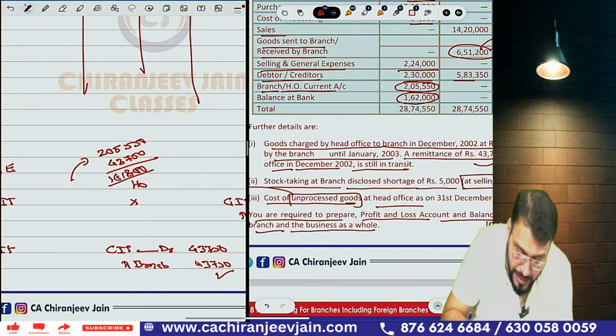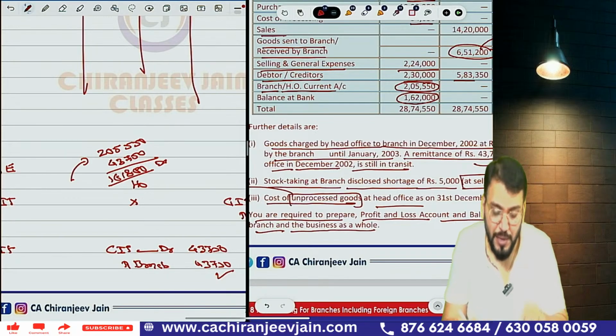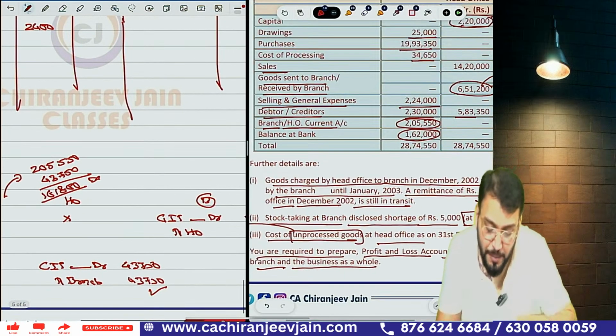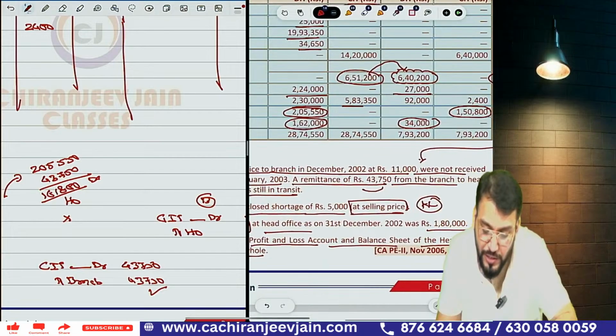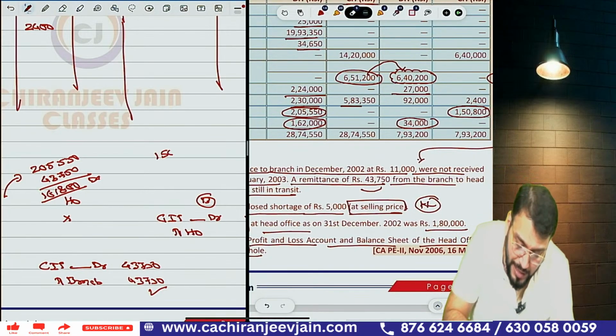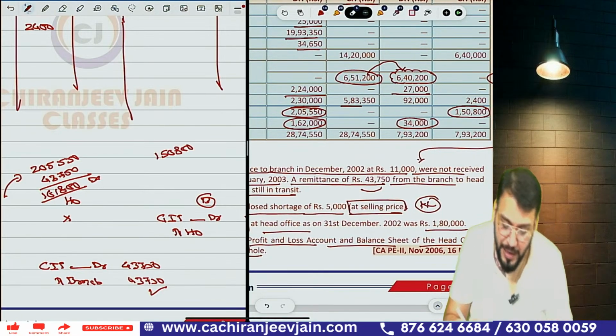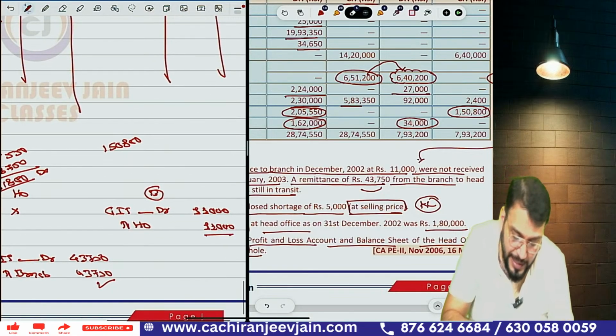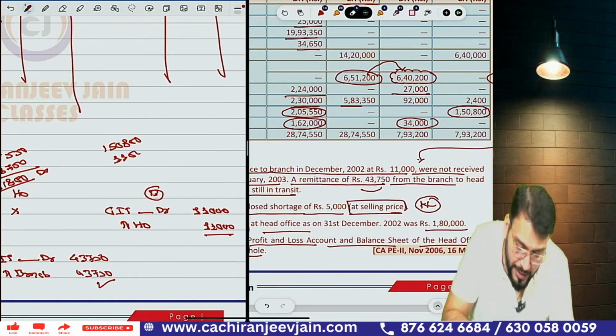1,61,800. So this becomes the debit balance of the branch in the head office books. Now what is the head office account? You can see the head office account is 1,50,800 credit balance, and HO has been credited by 11,000. So we'll add 11,000. It will become 1,61,800 having a credit balance.